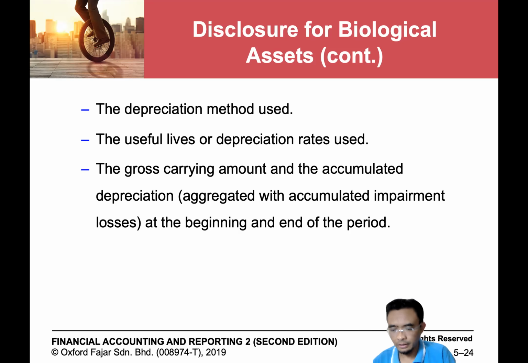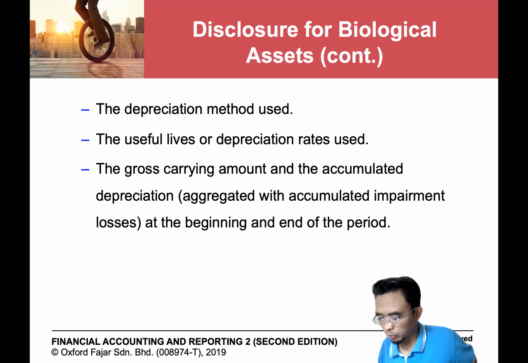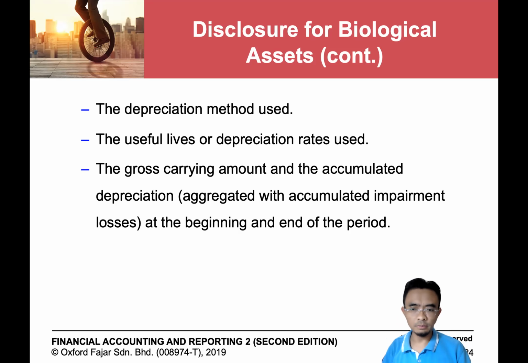Cuma ada sikit lah dalam you punya textbook. Okay, saya tak sempat nak masukkan dalam slides ni. Okay, on page 158, bearer plants. Jadi MFRS 141 dia tak include or it does not cover bearer plant. So the bearer plant is defined under MFRS 116 as a living plant that is used in the production or supply of agricultural produce. And this bearer plant is expected to bear produce for more than one period.